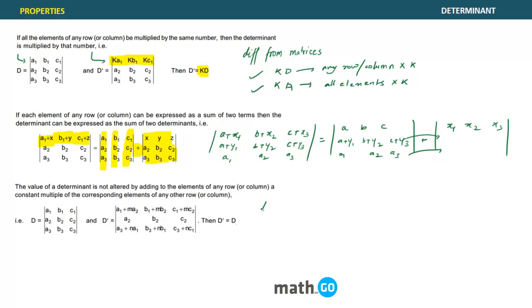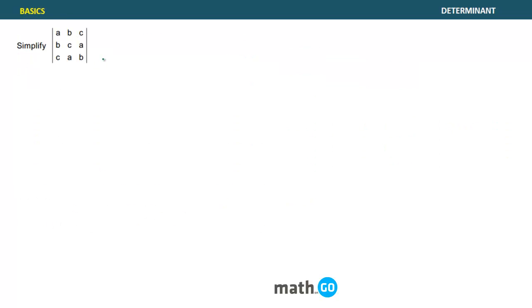So this is nothing but row transformation. So the value of the determinant does not change if you do something called row transformation. Remember this, right? So row transformation does not change the value of the original determinant. So whatever row transformation you use, the determinant does not change. Very important property.